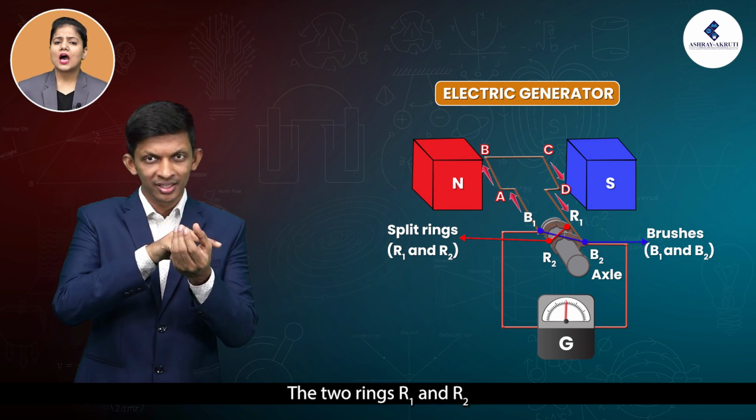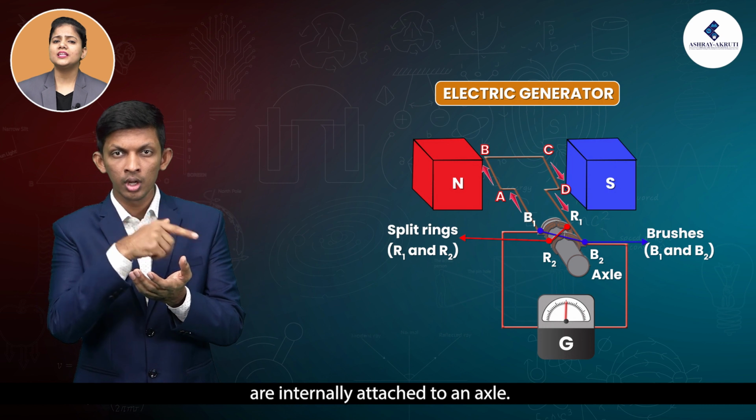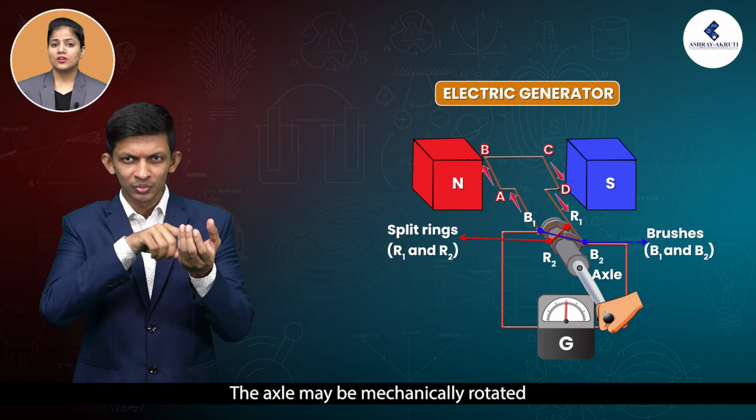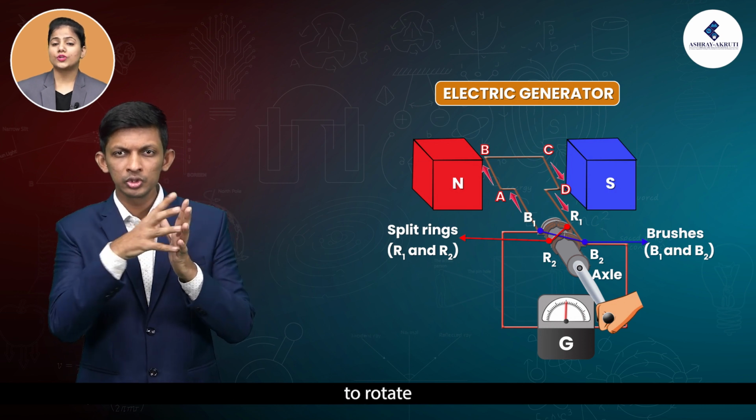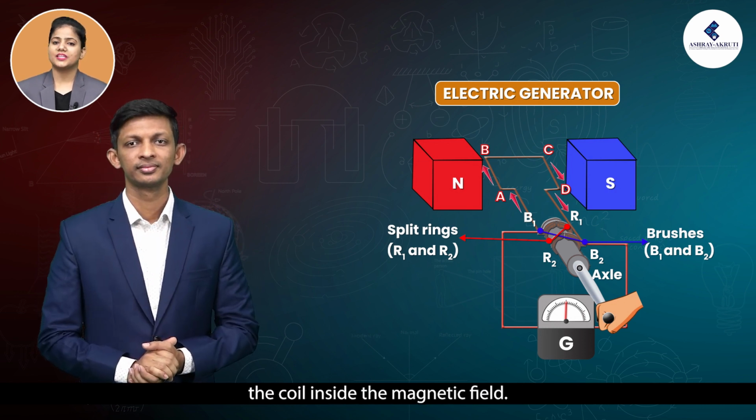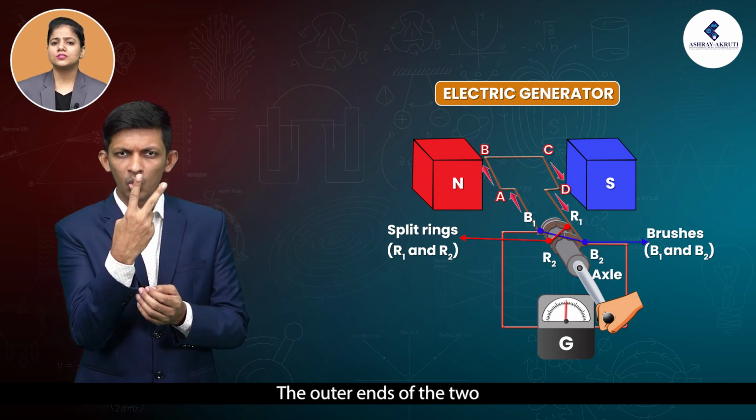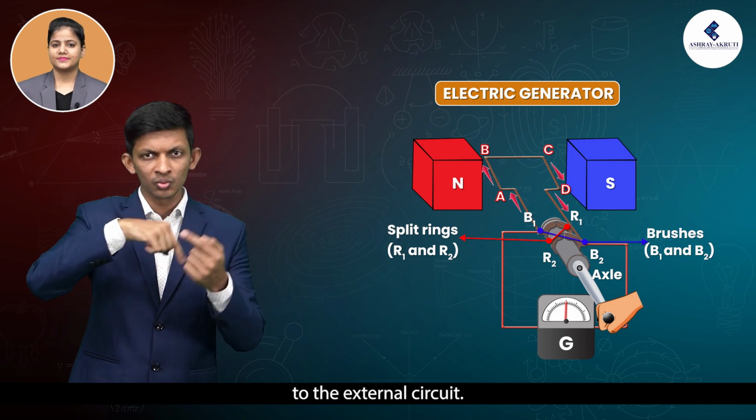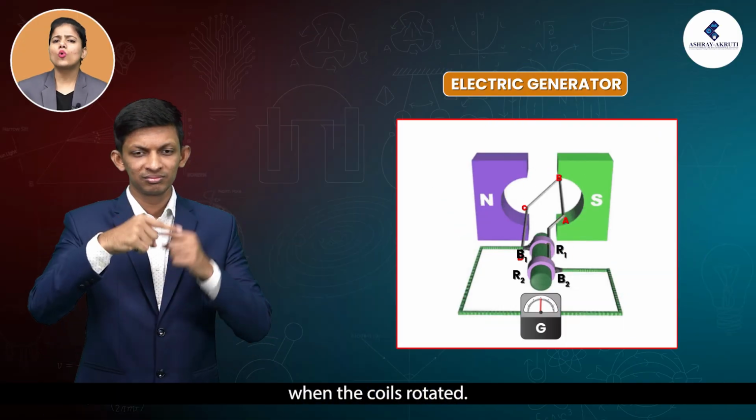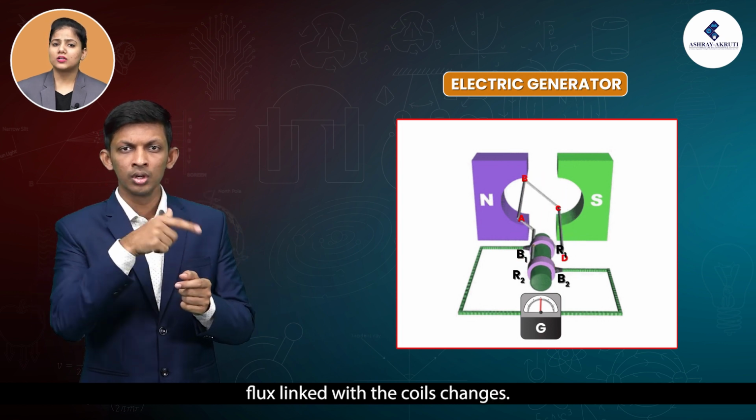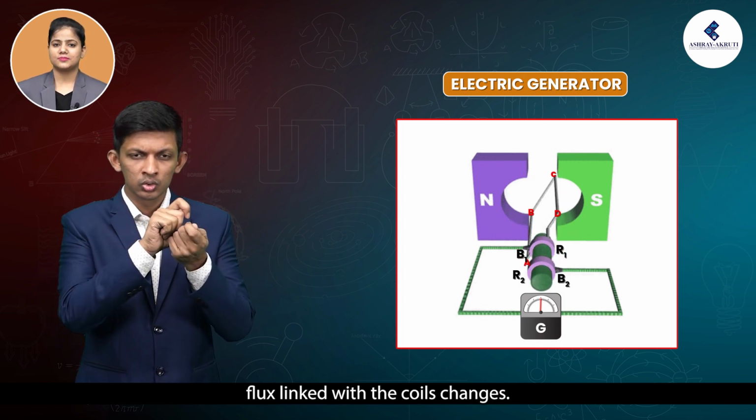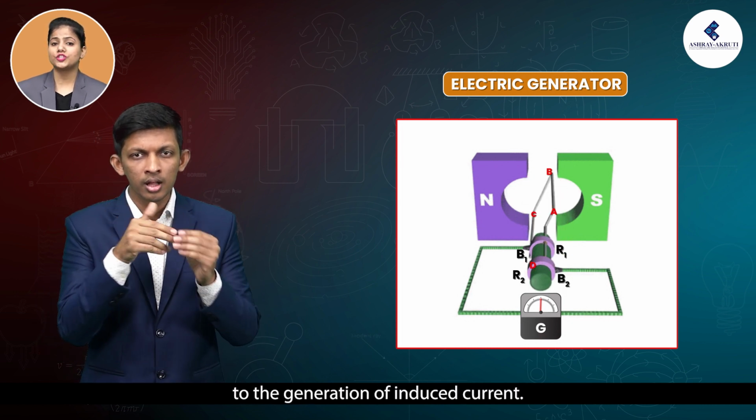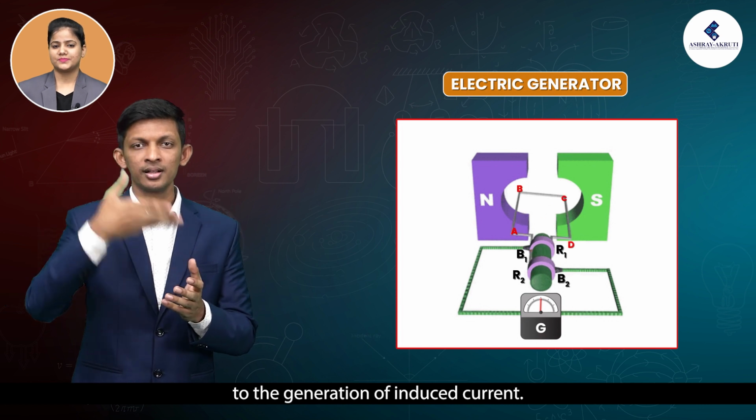The two rings R1 and R2 are internally attached to an axle. The axle may be mechanically rotated from outside to rotate the coil inside the magnetic field. The outer ends of the two brushes are connected to the external circuit. When the coil is rotated, the magnetic flux linked with the coil changes. This change in magnetic flux will lead to the generation of induced current.